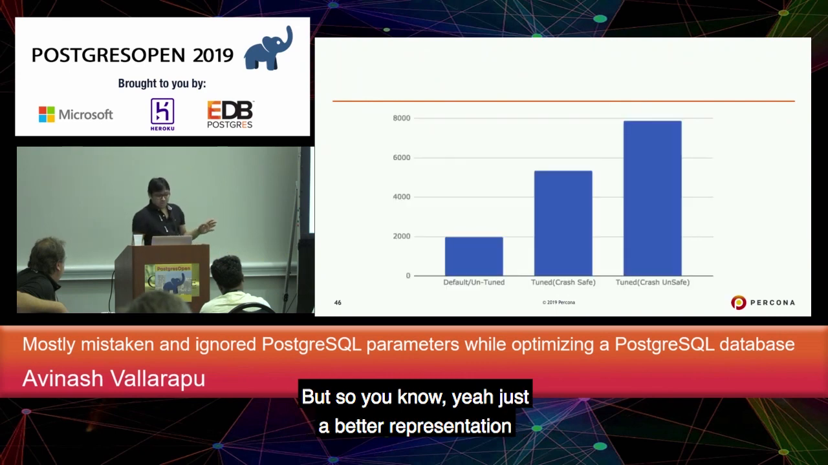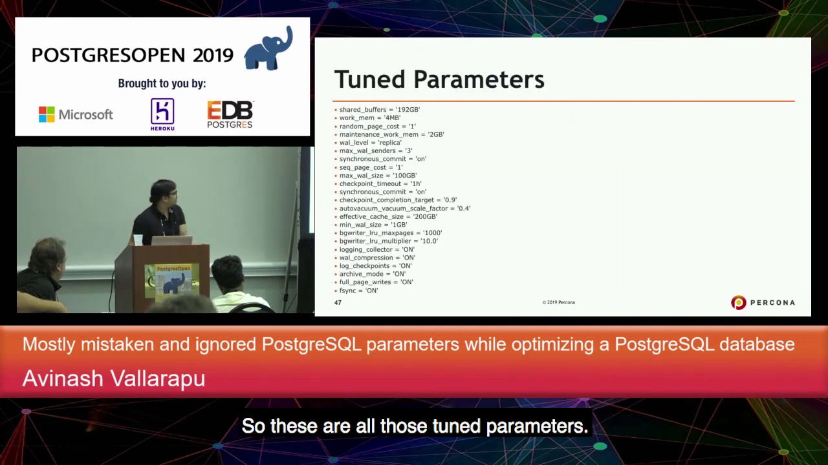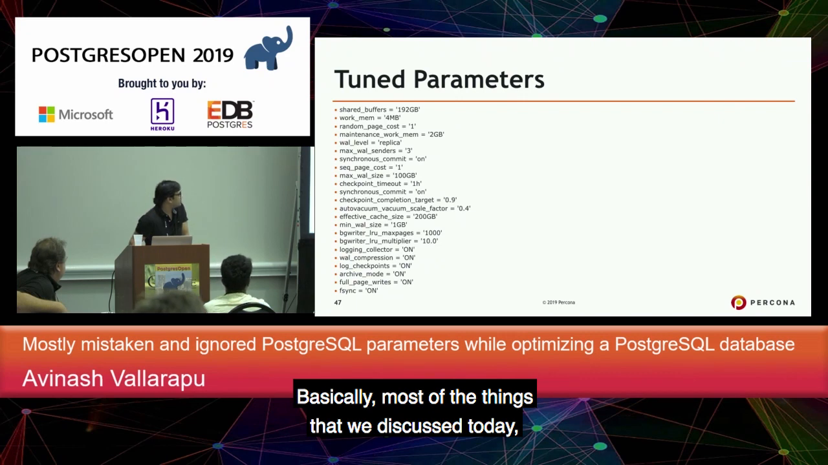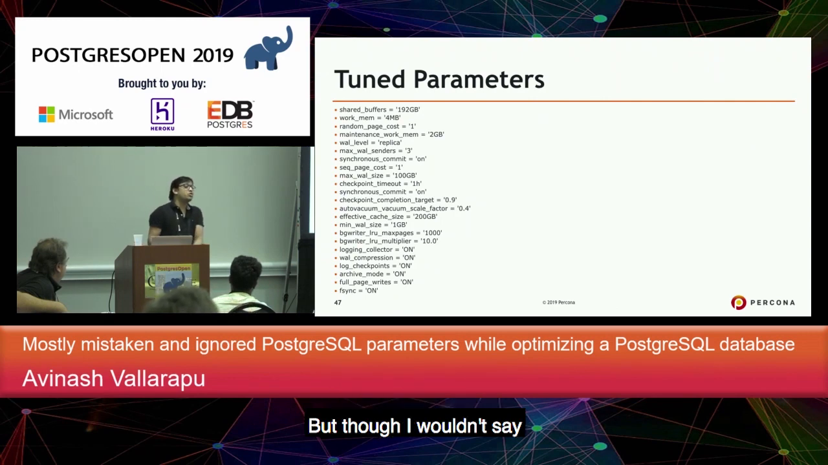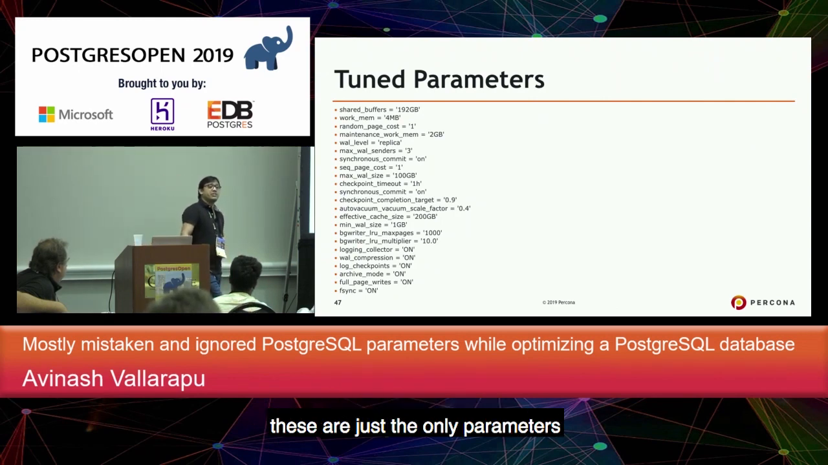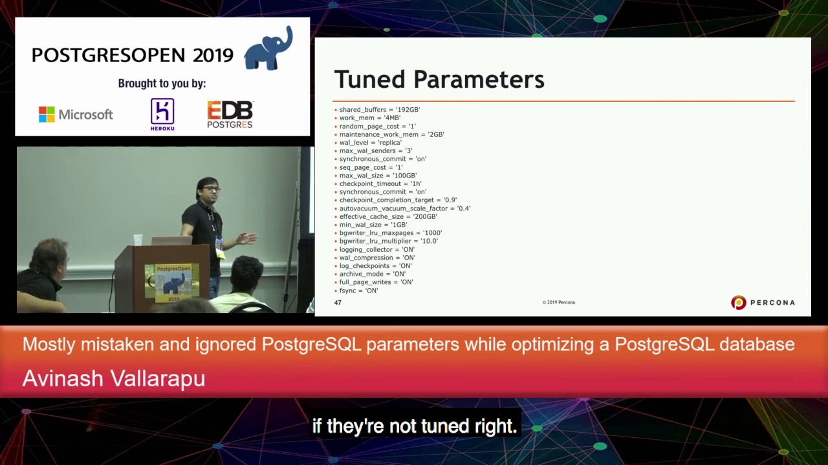But yeah, just a better representation of the numbers through diagrams or the bar diagram. So these are all those tuned parameters, basically most of the things that we discussed today, that helped reach those numbers. I wouldn't say these are the only parameters, but these are some of the parameters that you could consider to get a good benefit immediately if they are not tuned right.